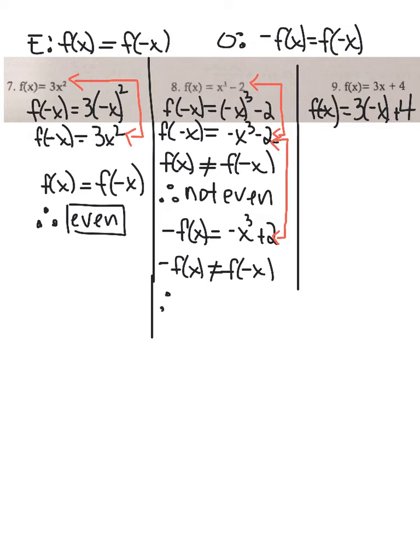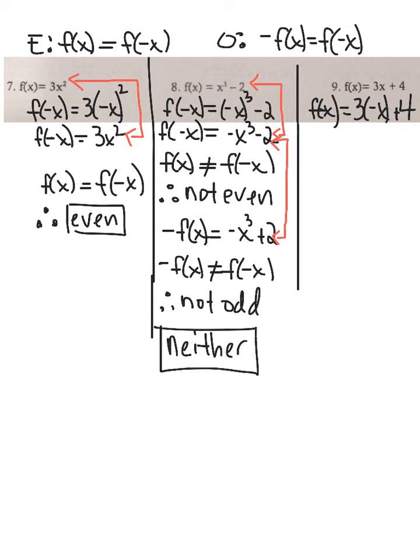So therefore, not odd. Now, if something's not even and it's not odd, then your final answer would be a neither. And you do have to write that word. You can't just write not even and not odd. You have to write the word. Okay? All right, let's look at number 9.